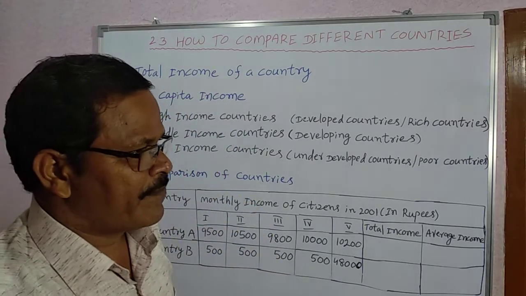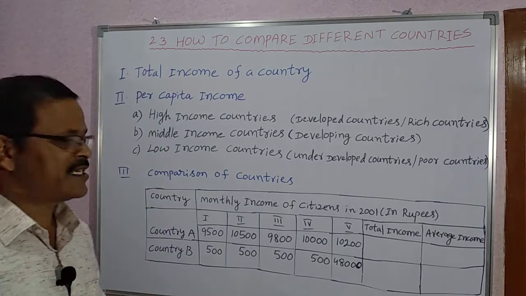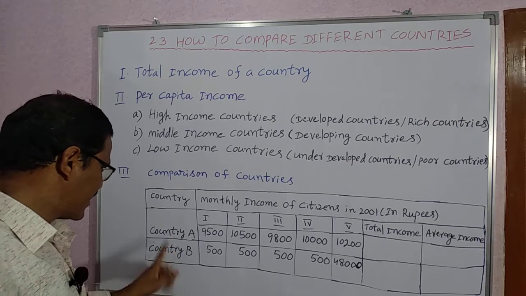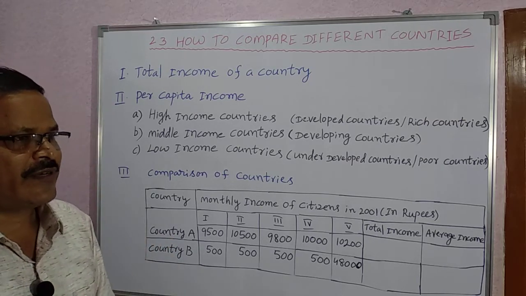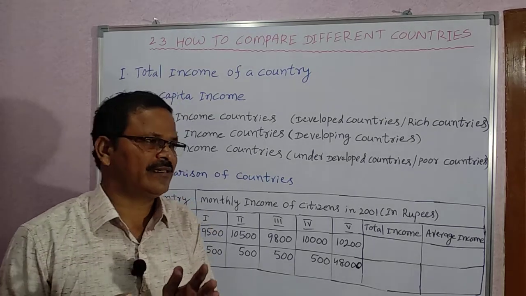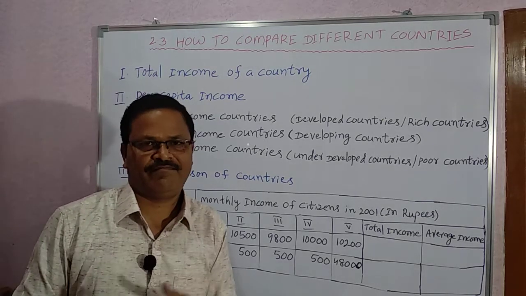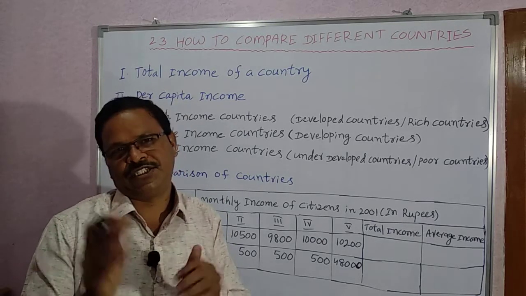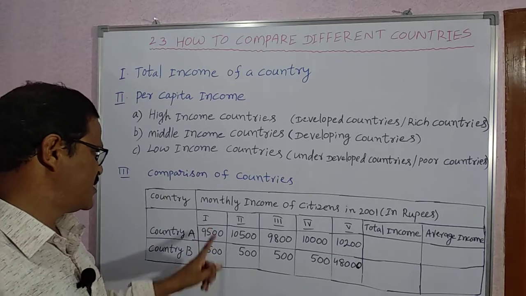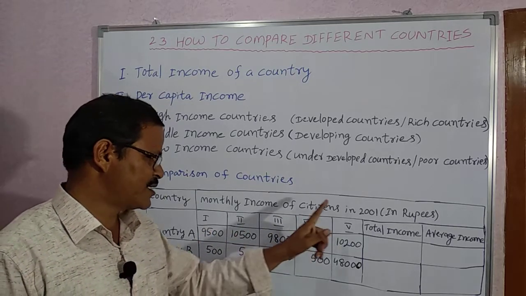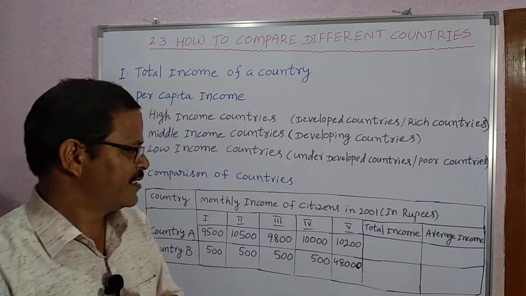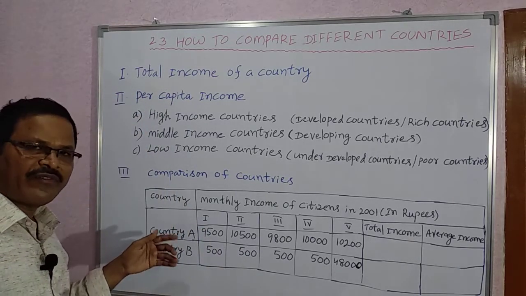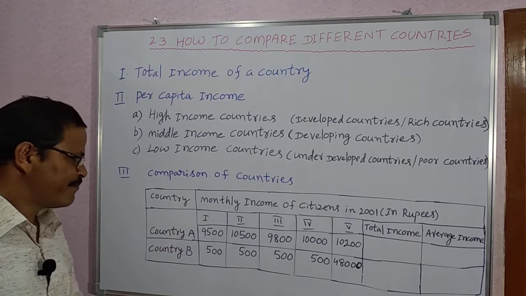For example, let us consider two countries, country A and country B. For the sake of simplicity, we imagine that they have only 5 citizens each. Citizen 1, citizen 2, citizen 3, citizen 4, citizen 5. Only 5 citizens. Now we compare both countries.